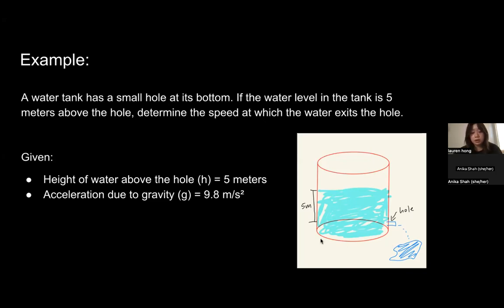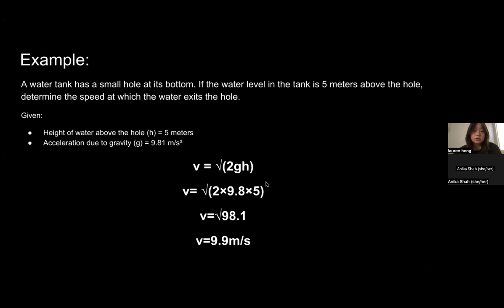I have a little diagram here again. And then as usual, our acceleration due to gravity is just going to be 9.8 meters per second squared, as long as it's on Earth. Next, we're just going to plug in our given values into our formula. So we have V equals the square root of 2 times 9.8 gravity times 5 meters, which is our height. When we calculate that, just plug into your calculator, we get velocity equals the square root of 98.1. When you square root that, we get our final answer of 9.9 meters per second, and that's going to be our velocity.